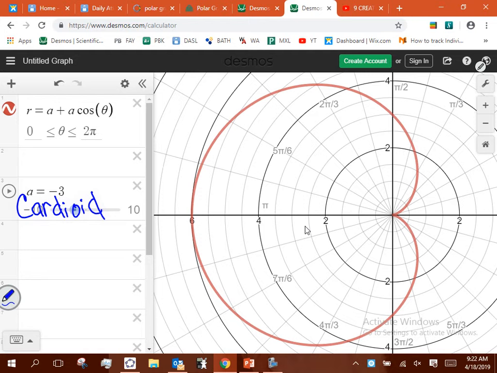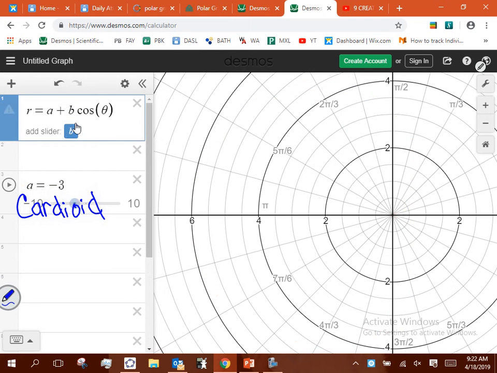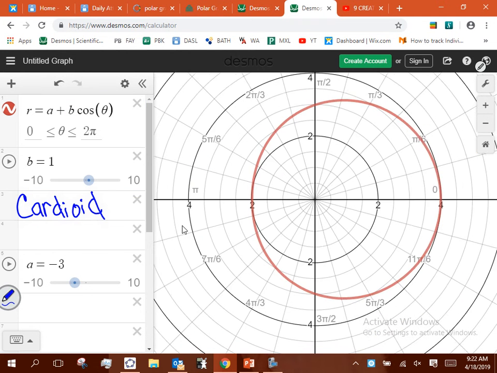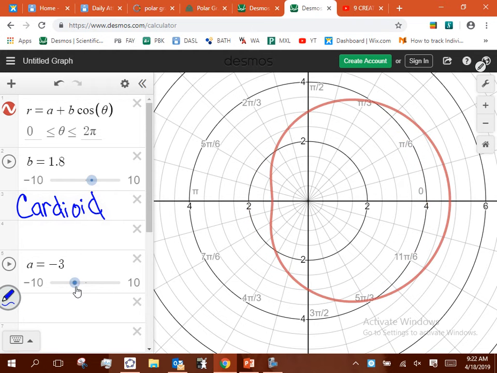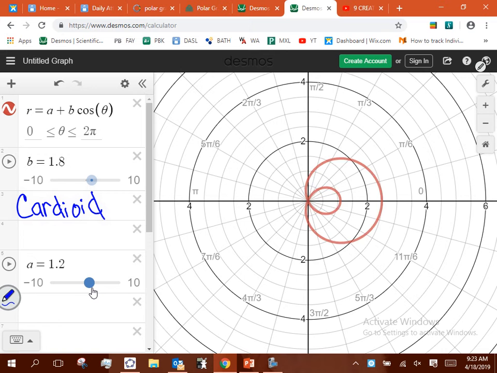So anything of that form is called a cardioid. All right, let's make these two numbers different. Let's make A and that number, let's make it B, so we create another slider here. All right, so let's make A 0 and B 1. That would be just 1 cosine theta, right? So that's why we get a circle.